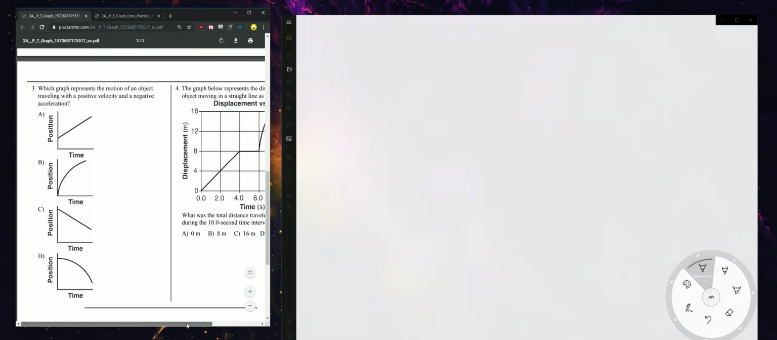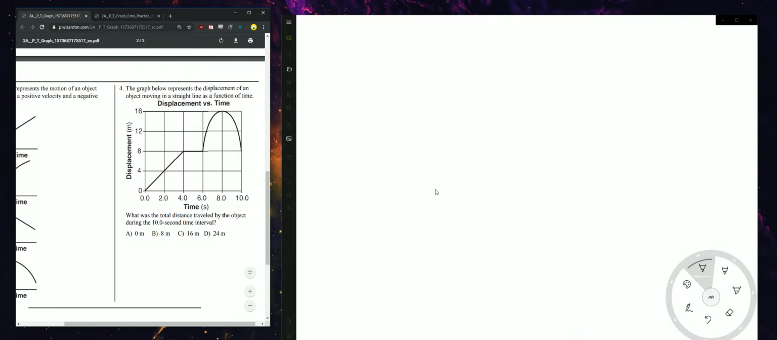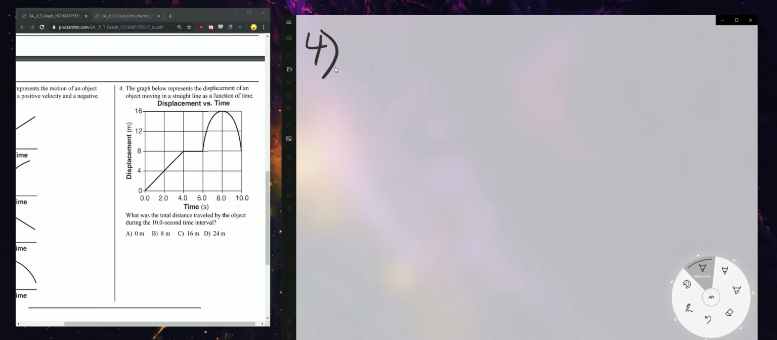Number four. So we have this distance time graph, position time graph. What's the total distance traveled by the object during the 10-second time interval? Here is where we're going to put our knowledge of distance.